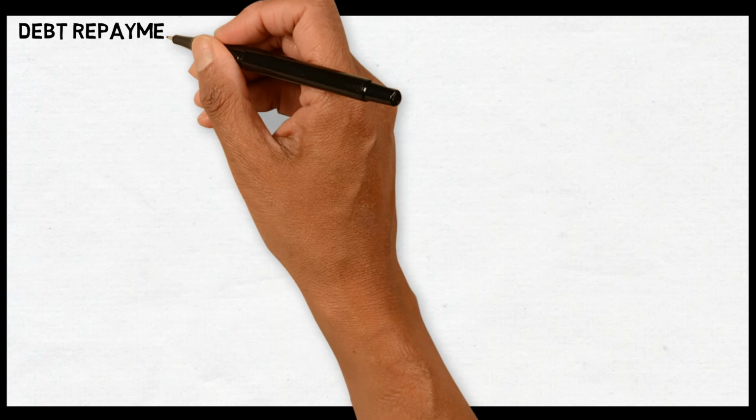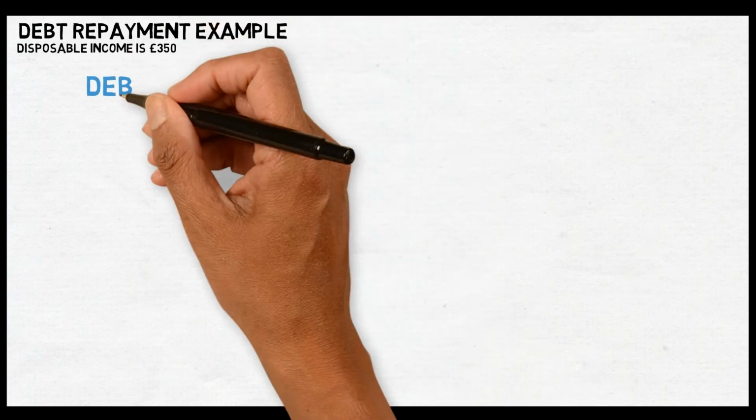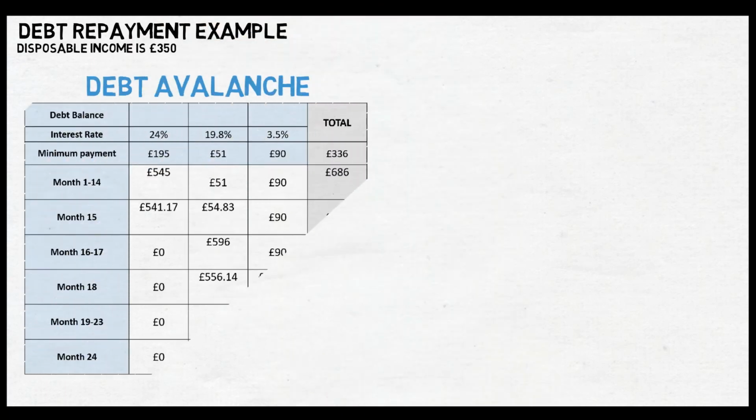So let's look at how the three loans fare under the two strategies. We'll start off with the Debt Avalanche strategy.